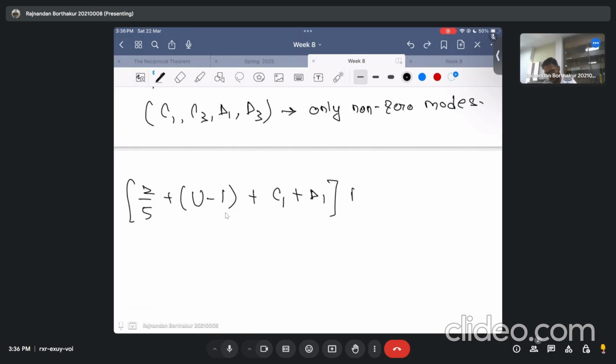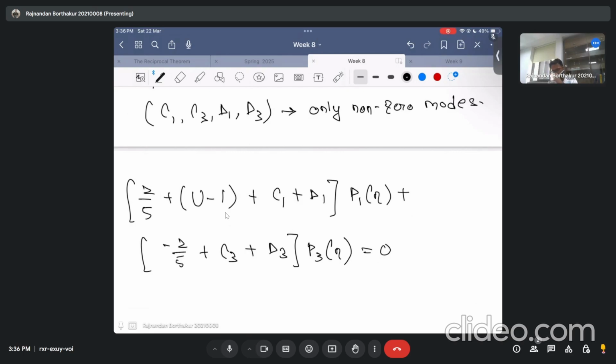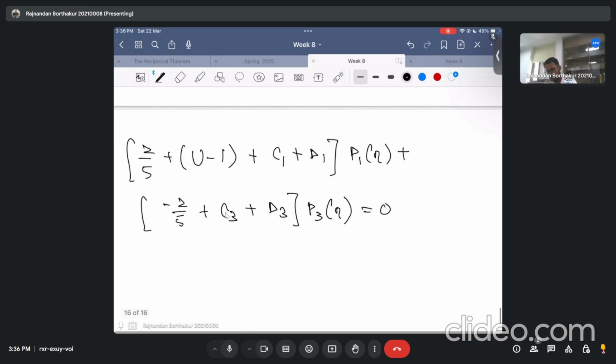So this becomes 2 by 5 plus u minus 1 times c1 plus d1, and then I have P1 of eta, plus the third mode, which is minus 2 by 5 plus c3 plus d3, times P3 of eta, and this is equal to 0. Now since the modes of orthogonal functions are independent, that is, they behave independently, for this to be equal to 0 the only possibility is that these coefficients have to be equal to 0 independently.